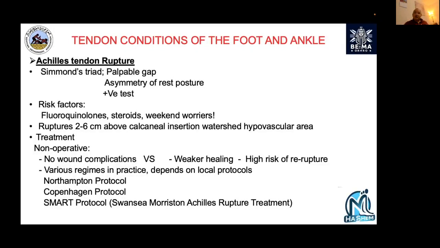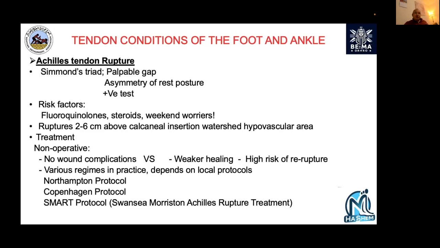On the other side, the surgical treatment carries a risk of nerve injury, especially the sural nerve, and a risk of wound problems because, as we agreed before, skin in this area is getting blood supply from perforators from the tendon. And when you dissect the tendon from the skin, you divide the skin from its blood supply, and the risk of wound problems is very, very high.